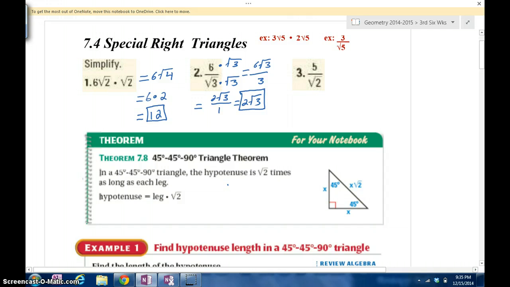Alright, number 3, same process. Multiply by square root of 2 in the denominator, multiply by square root of 2 in the numerator. So we get 5 square root of 2 over square root of 2 times square root of 2, which is just plain 2. Since 5 halves doesn't reduce, we can leave it as the fraction 5 square root of 2 over 2. Try to avoid decimals unless the problem asks you to do so.